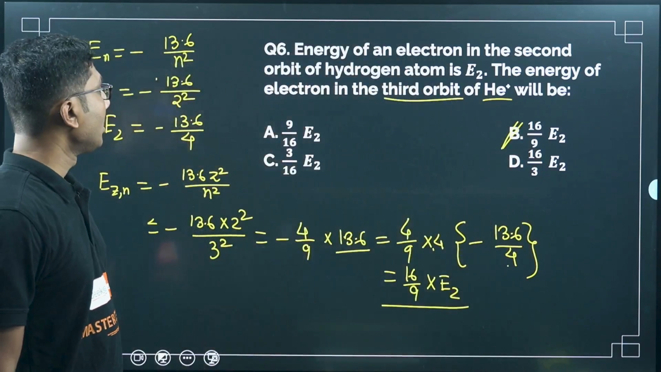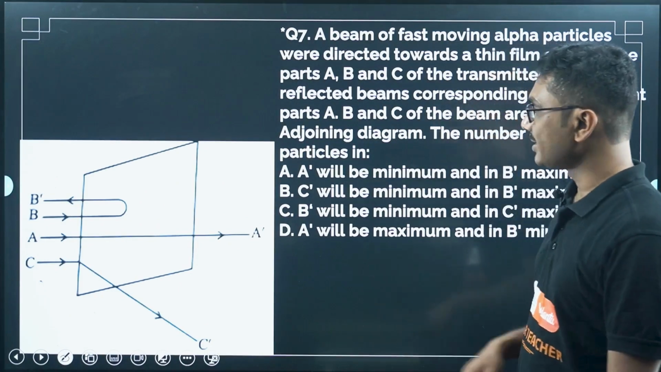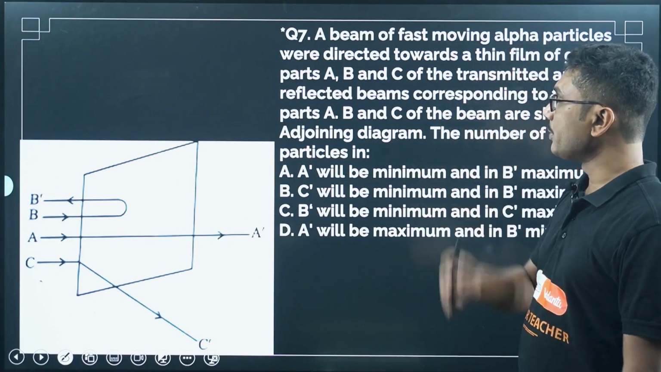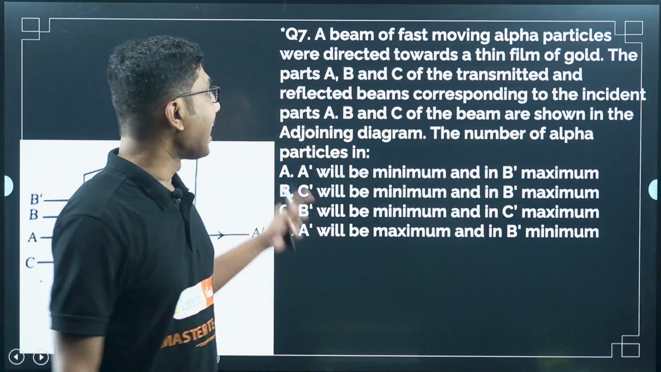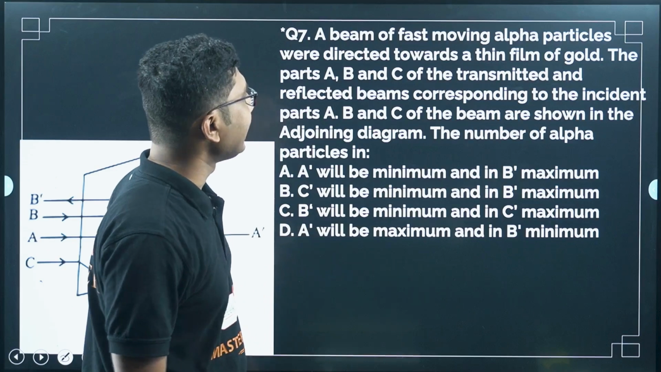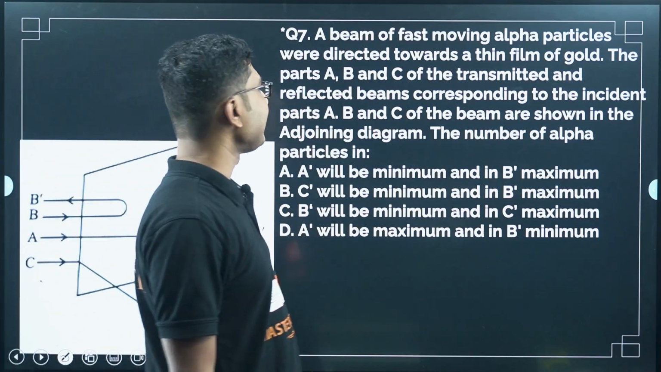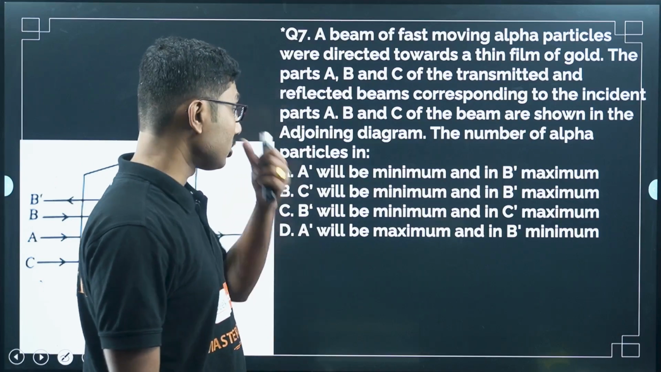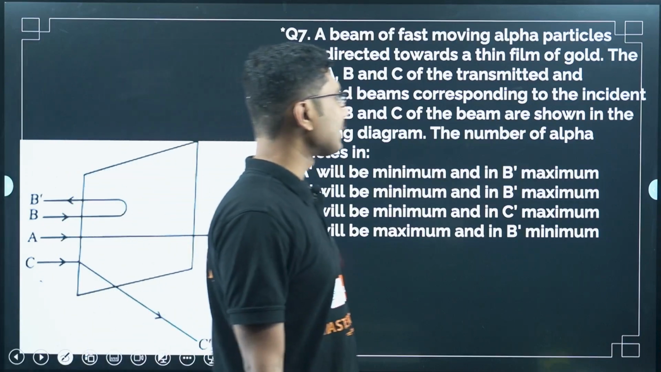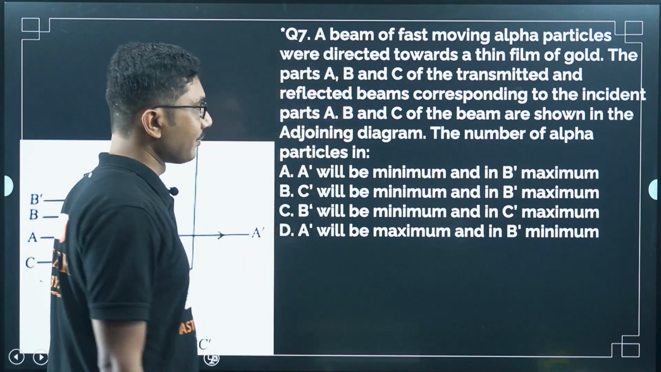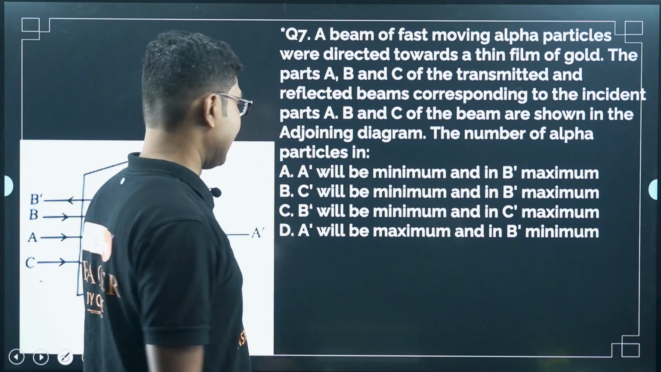Okay, now I have solved this question while doing the regular class. If you missed it, don't worry, I am solving it again. A beam of fast moving particles was directed towards a thin film of gold. The parts A, B and C of the transmitted and reflected beams corresponding to the incident parts A, B and C of the beam are shown in the adjoining diagram. The number of alpha particles in it is given by.